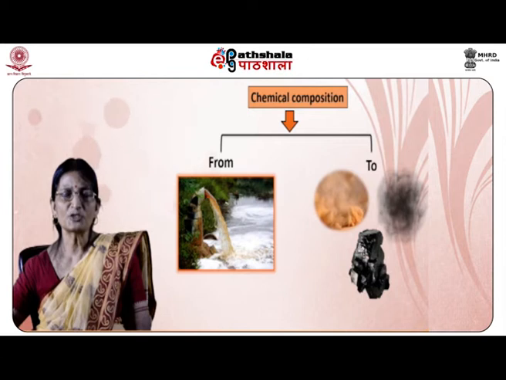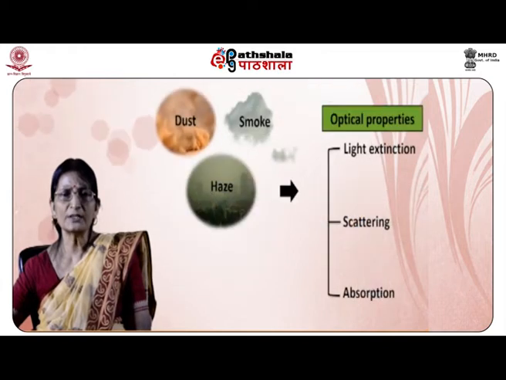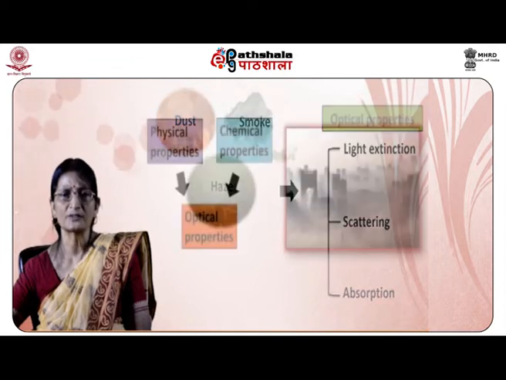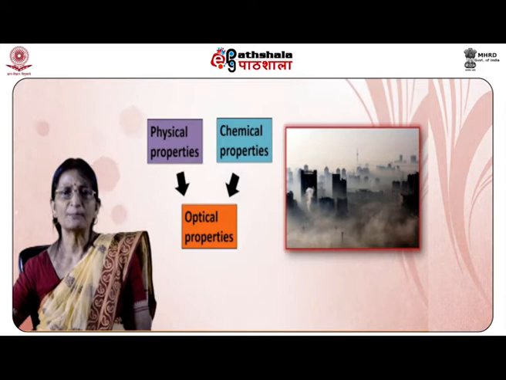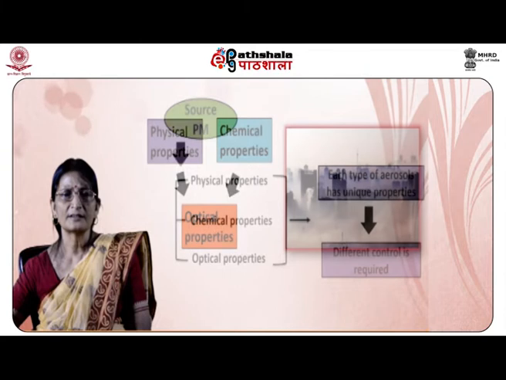Their chemical composition may also vary. They could be dilute water solutions of acids or bases, or they could be some salts, organic liquids, or materials present in the Earth's crust such as dust. They could also be unburnt carbon, that is soot, and toxic metals. The visual appearance of dust, smoke and haze is determined by their optical properties, which include light extinction, scattering and absorption. Physical and chemical properties of ambient particulate matter are used to determine their optical properties.